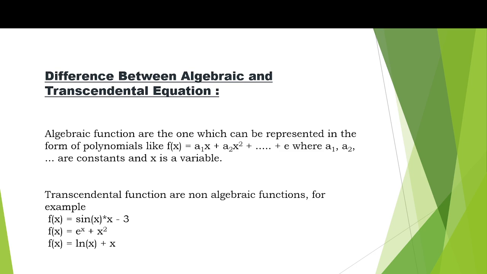Here I have written the difference between the algebraic and transcendental equation. We know that algebraic equations are the ones which can be represented in the form of polynomials, like f of x equals a1x plus a2x squared, where a1, a2, a3 are constants and x is a variable. But transcendental functions are non-algebraic functions. For example, x sin x minus 3 e to the power x plus x square ln x plus x. This is the equation of a transcendental function. This equation cannot be solved by algebraic methods only, so this is called a transcendental equation. In quantum mechanics, when you solve the step potential, then you can find a transcendental equation.